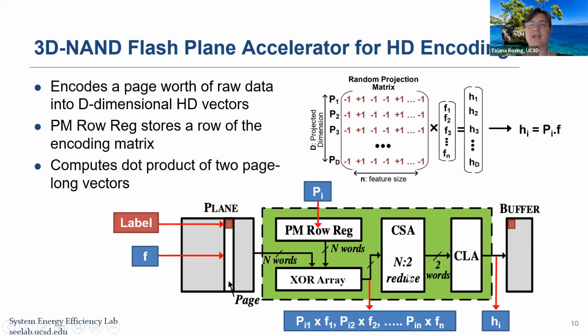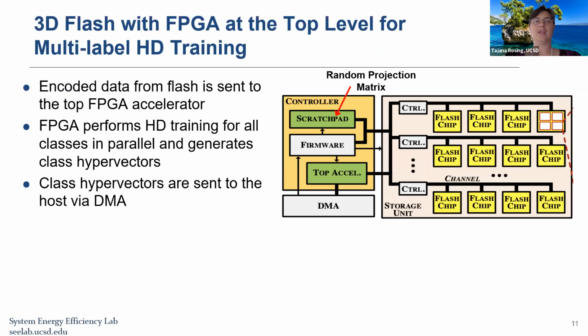So encoding is done using a random projection strategy, which essentially assumes that every piece of data is going to be encoded using a random number. And to it, we're going to be adding these labels that are going to allow us to separate which one of the objects we're actually recognizing. The actual implementation uses a combination of the registers with a CSA and CLA to finally get the data encoded and stored in a buffer, which then is used to feed the data to the top level FPGA for the classification and training.